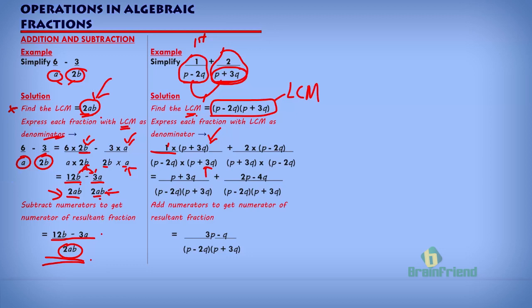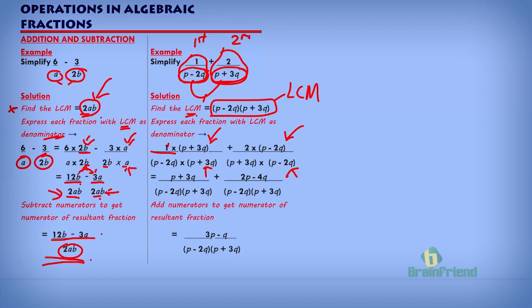The other fraction we have is 2 all over p plus 3q. We also multiply top and bottom with the denominator of the first fraction. So our second fraction becomes 2 all over p plus 3q times p minus 2q all over p minus 2q, top and bottom. Which gives us, of course, 2 times p minus 2q all over p plus 3q times p minus 2q. So we have our fractions expressed in this manner.